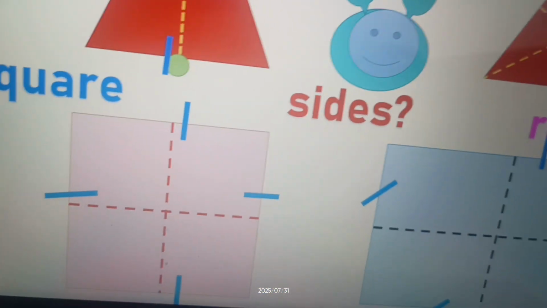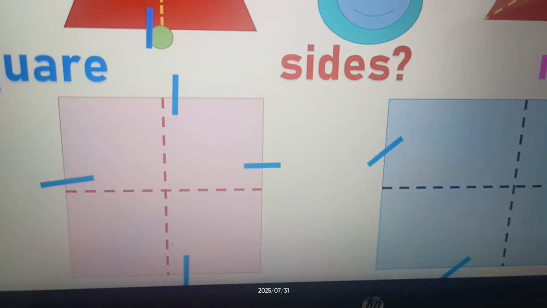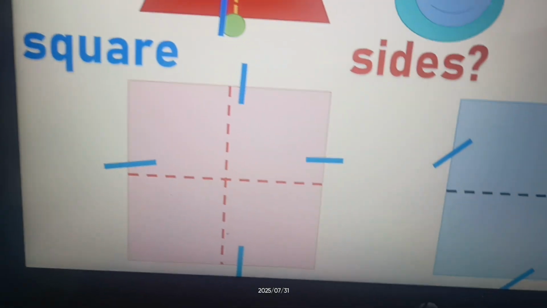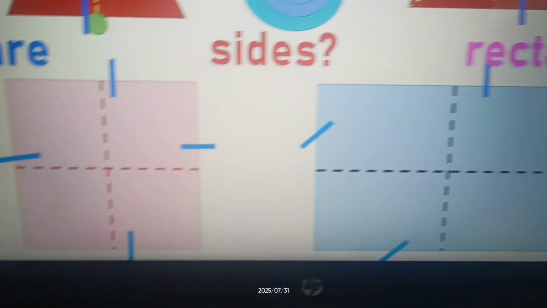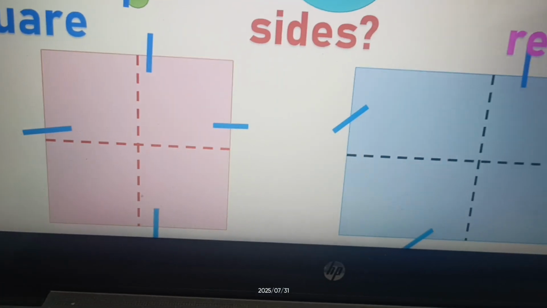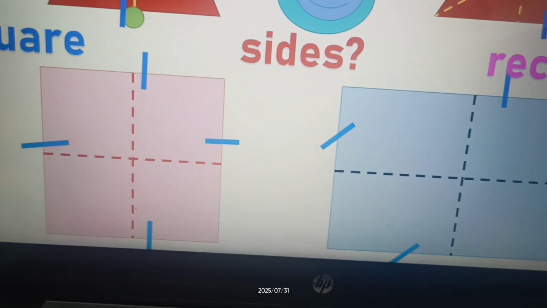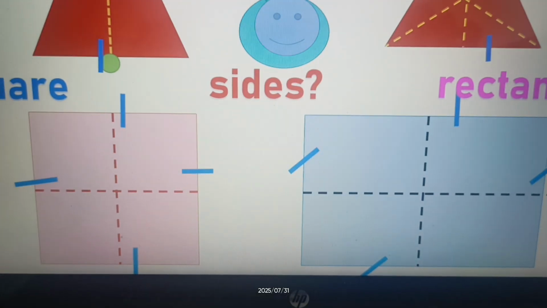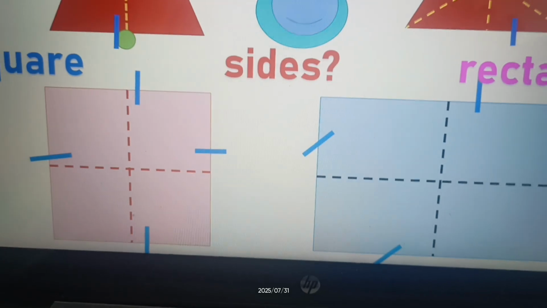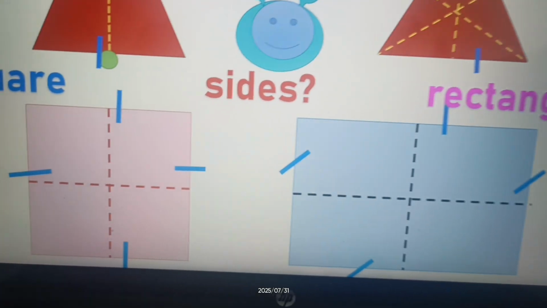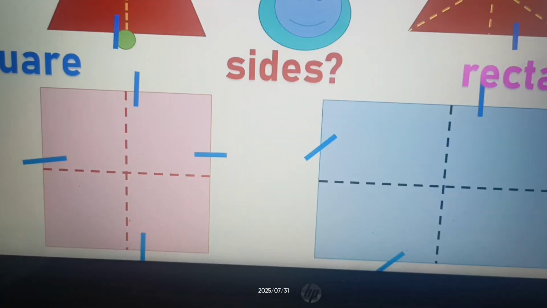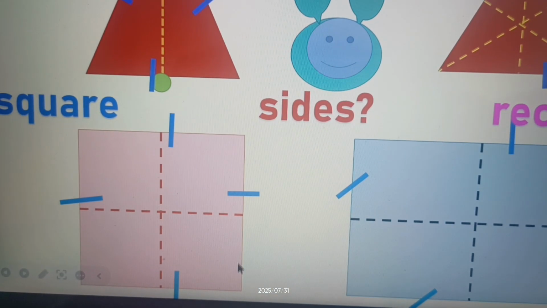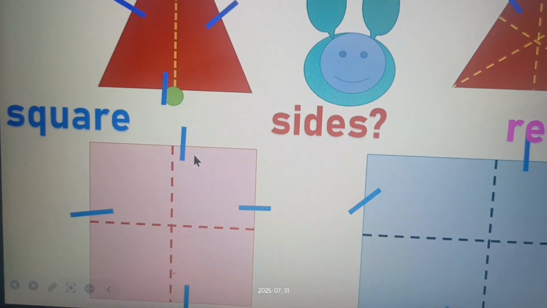Then the next closed objects which we can draw are the square and the rectangle. What is the difference between a square and a rectangle? Quickly tell me. Can you observe these 2 shapes? What is the difference between these 2? In a square, there are 4 equal sides.